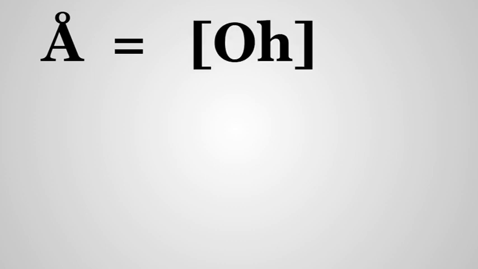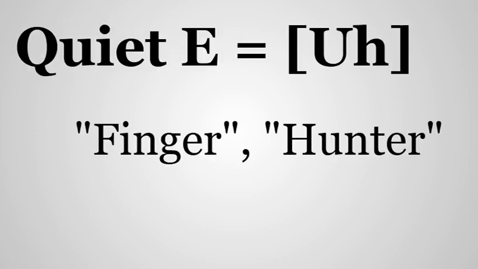A hat sounds like oh. This sound doesn't exist in English either, but you can find it in the first part of the English O, so O is a fair approximation. Can we have that O in slow motion again, please? Exactly, that's it. And finally, there is one last sound that appears in a lot of languages, including English. Its technical name is schwa, but we'll refer to it as quiet E. The sound is uh, and can be found at the end of words like finger and hunter.